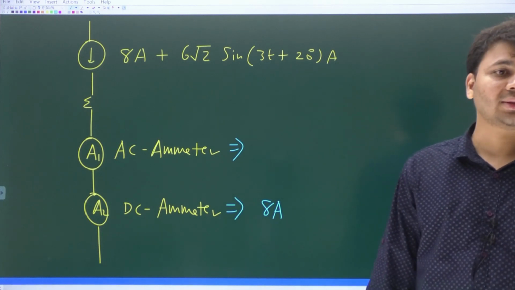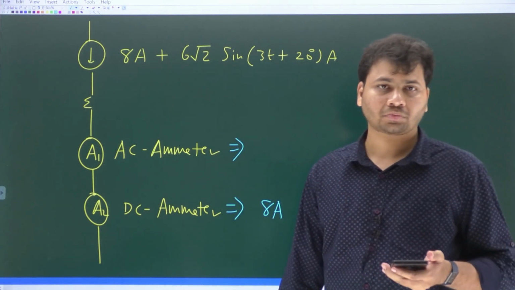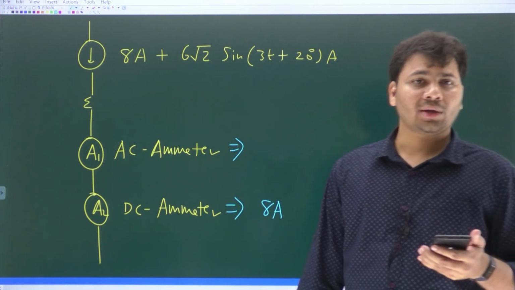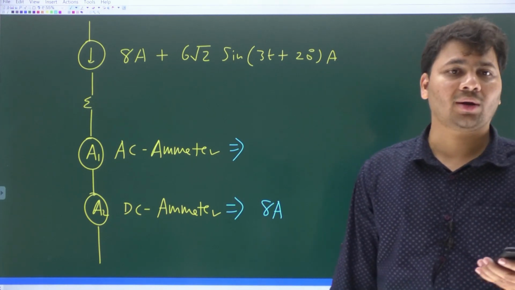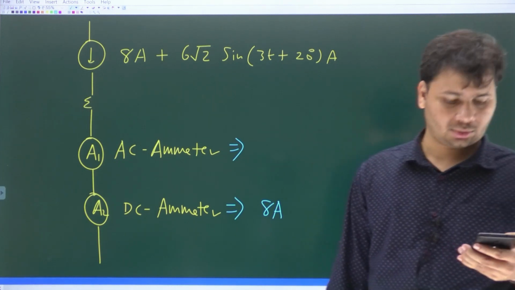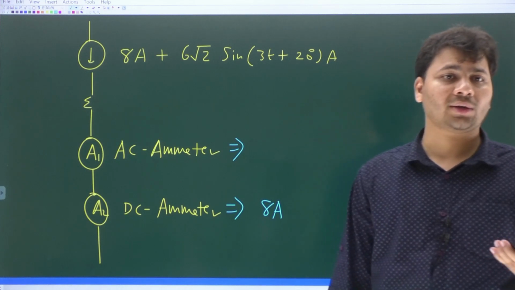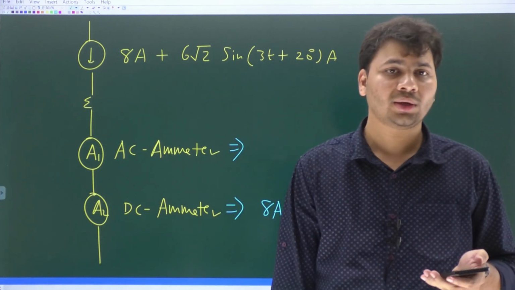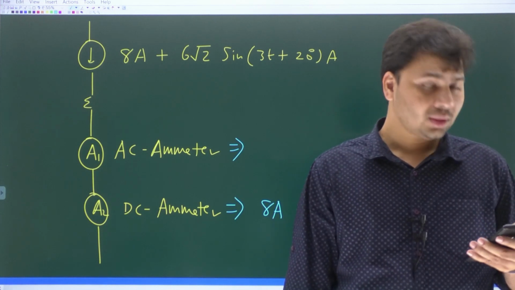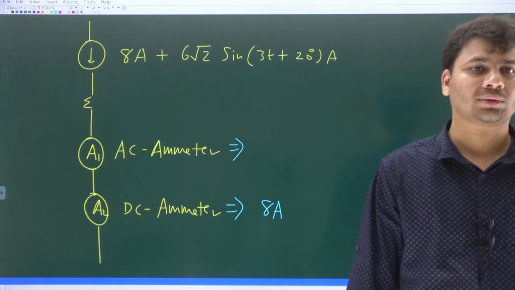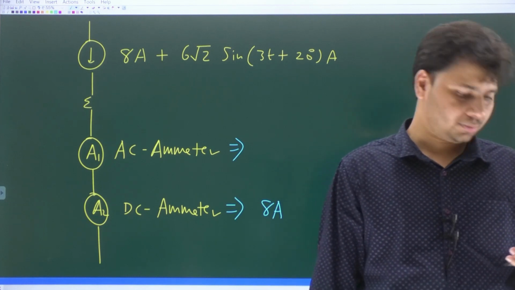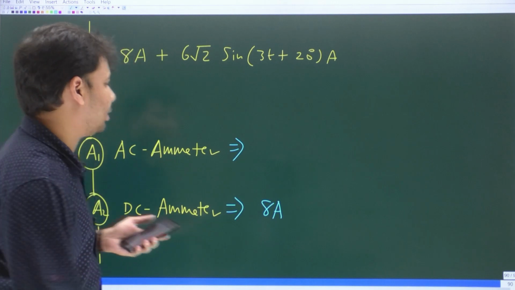Or what is the reading on the AC ammeter? Tell me. At least one of you should be able to tell. 10 amps. Dineshwaran is saying 10 amps. What about others? Others also, please give your answer. Whether it is right or wrong, doesn't matter. Please give some answer. It is 10 amperes. Okay.